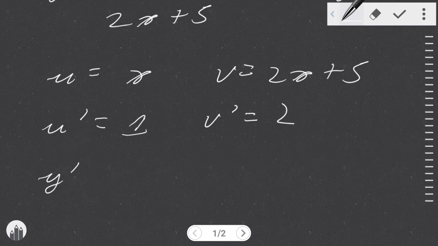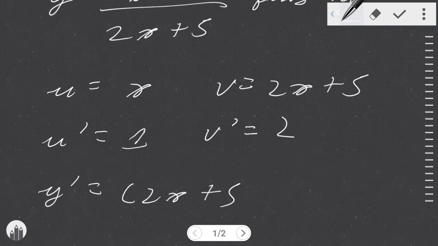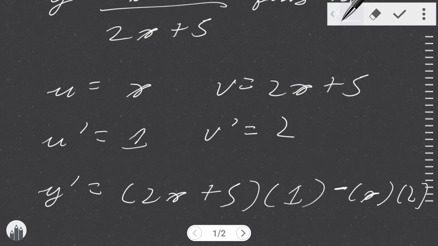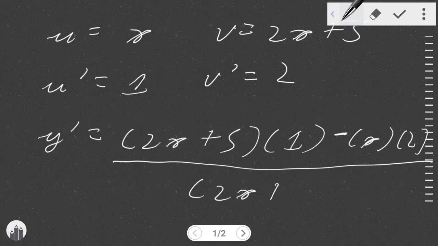The rest, all you have to do is just substitute all of this in. So vu dash, I've just done it the opposite way, minus uv dash over v squared, which is 2x plus 5 squared.